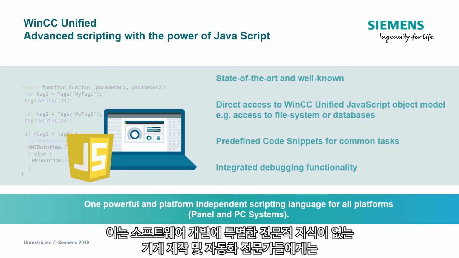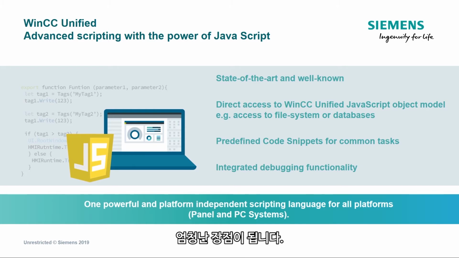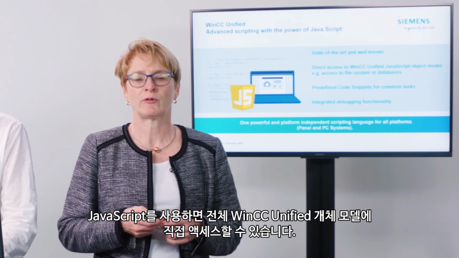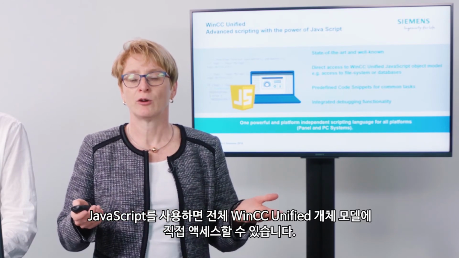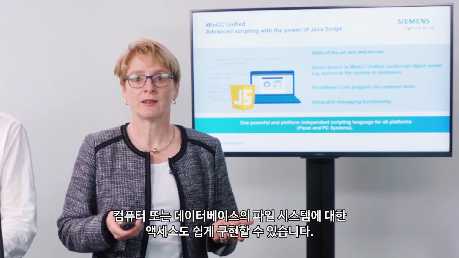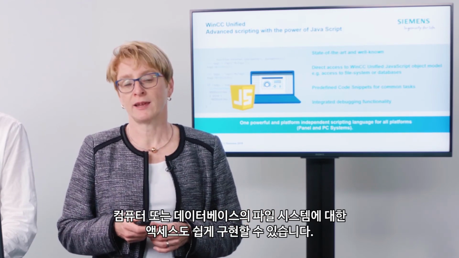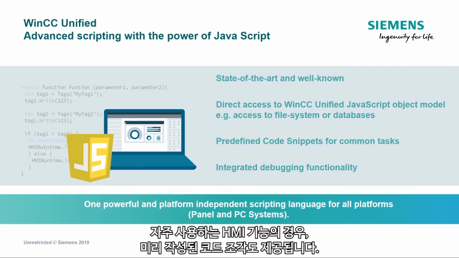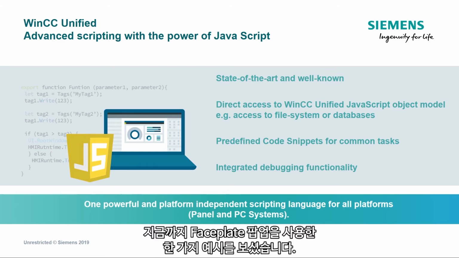This is an enormous advantage, in particular for machine construction and automation experts who are not explicitly specialists in software development. With JavaScript, direct access to the entire WinCC Unified object model is possible. Access to the file system of the computer or databases is also very easy to implement. For frequently required HMI functions, prepared code snippets are available. We just saw one example of this with the faceplate pop-ups.